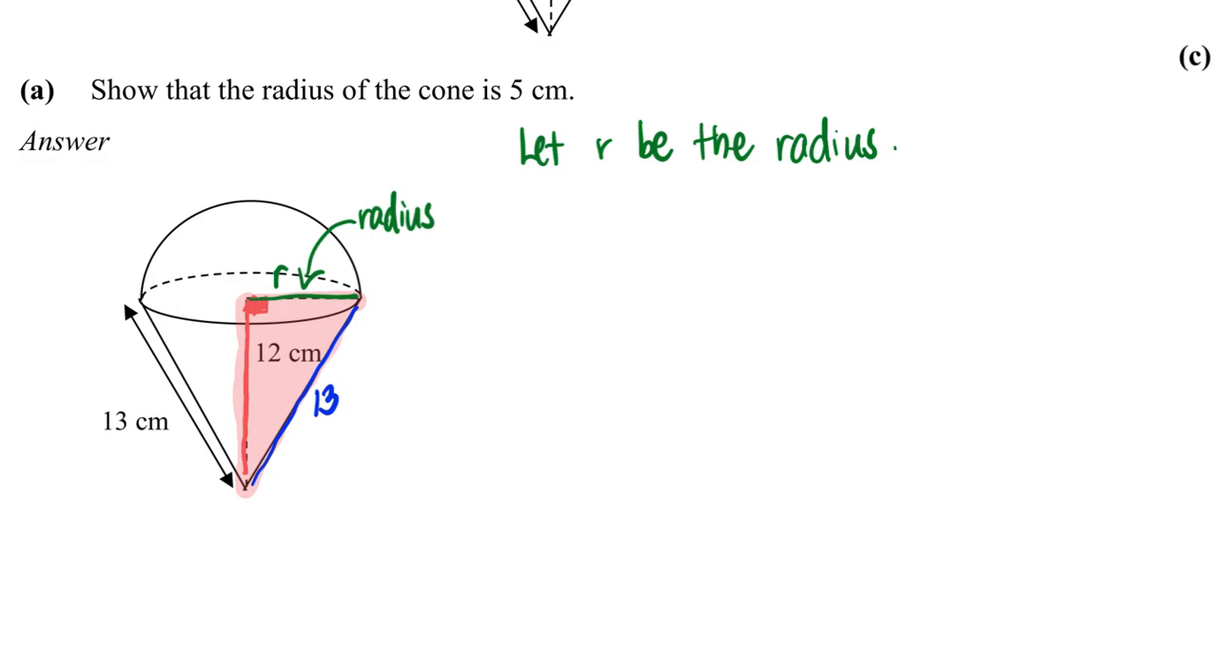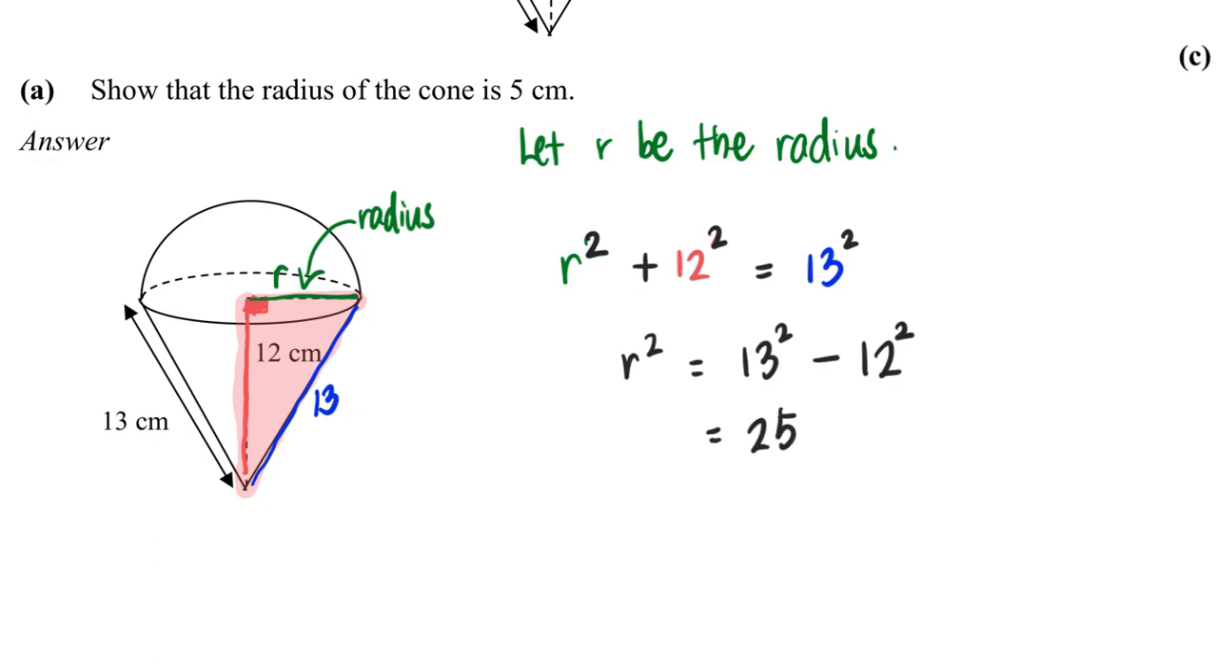So by Pythagoras theorem, my r square plus my 12 square. So r square plus 12 square is equals to 13 square, right? This is by Pythagoras theorem. So from here, I will then be able to get my r square is equals to 13 square minus 12 square. This happens to be equals to 25. So my r is simply the square root of 25. Shown.